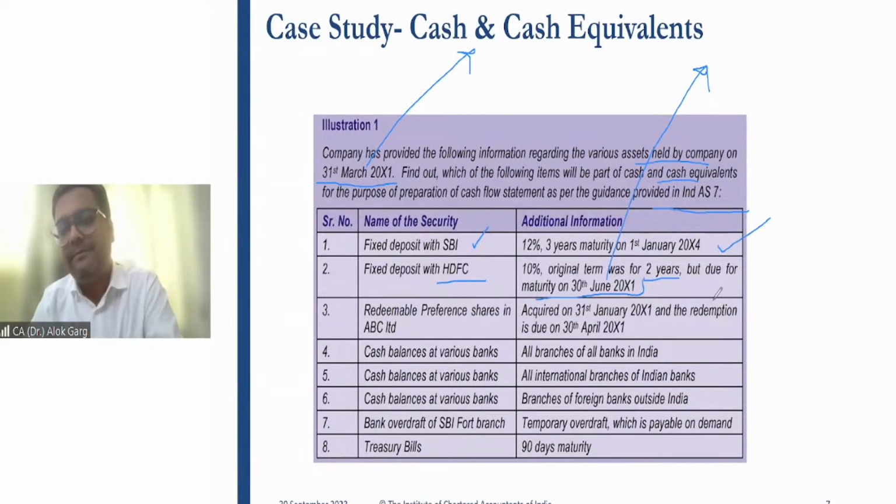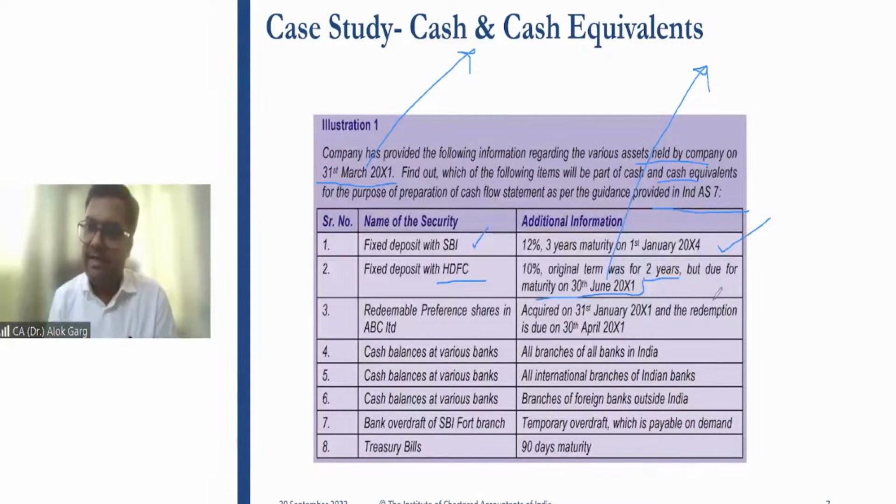So, third example: the company has deposited money into a fixed deposit of a bank on 15th March for a period of 1 month. So this is going to mature on 15th April. Is this a cash and cash equivalent? Yes, this is a cash and cash equivalent. Is that clear?